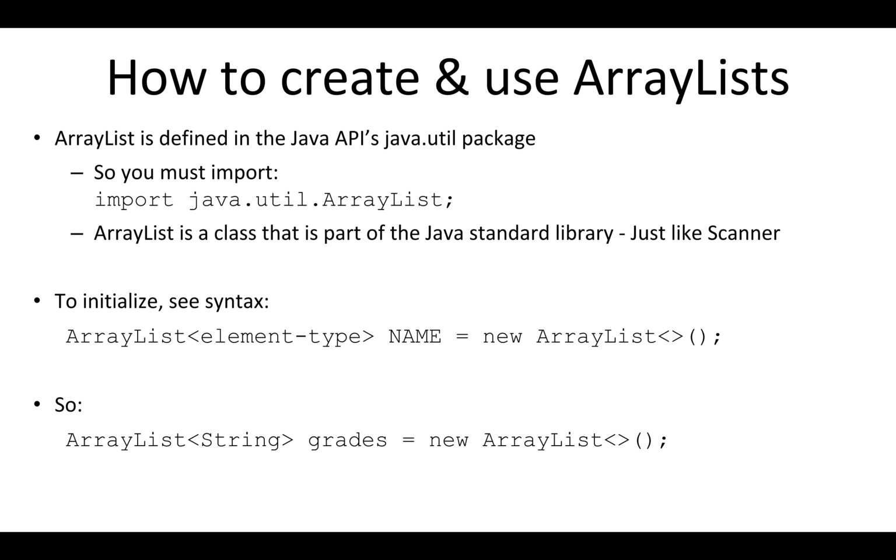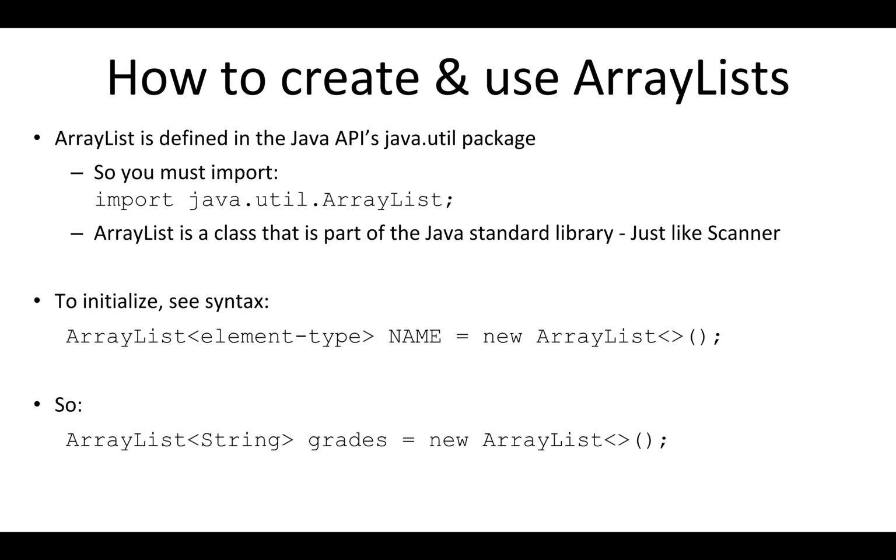An ArrayList is not native to Java like arrays, so you have to import a library. You import java.util.ArrayList, and you have to do this at the top of your file. The ArrayList is a class that is part of the Java standard library, so it's just like Scanner. You can also just import java.util.*, which imports every library within the util package.